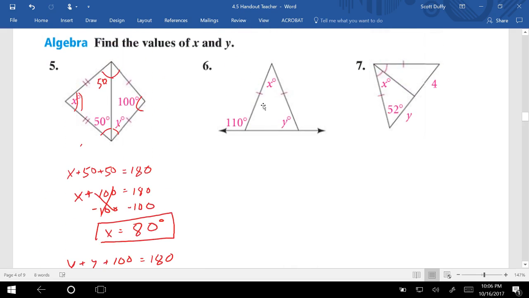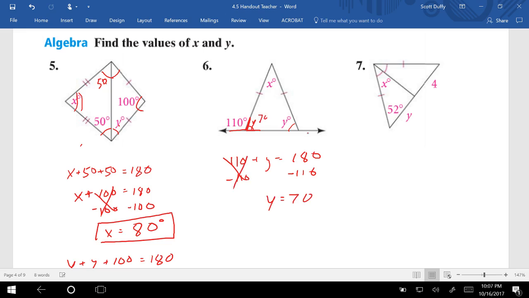Number 6. What I know is that this angle being 110 and this angle right here have to add up to be 180. So right away I'm just going to solve for that. And what I also realize is that if this is an isosceles triangle, these sides being equal, that means that this angle and this angle are equal. So if this is angle y, then this is also angle y. So I know that 110 plus y equals 180. Subtract 110 from both sides, and you get y equals 70.